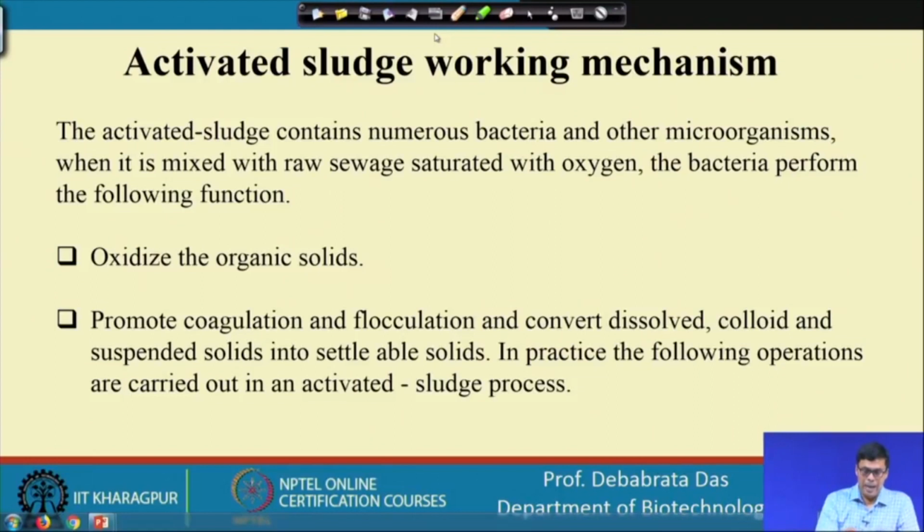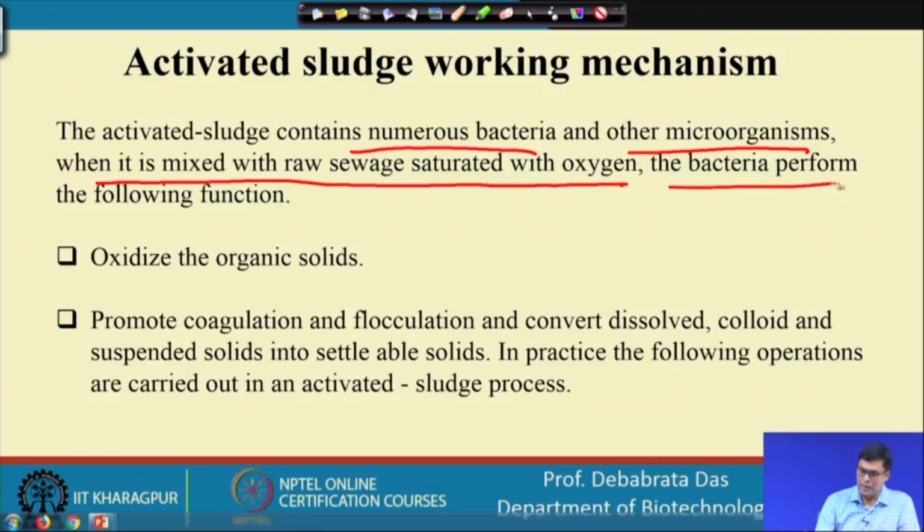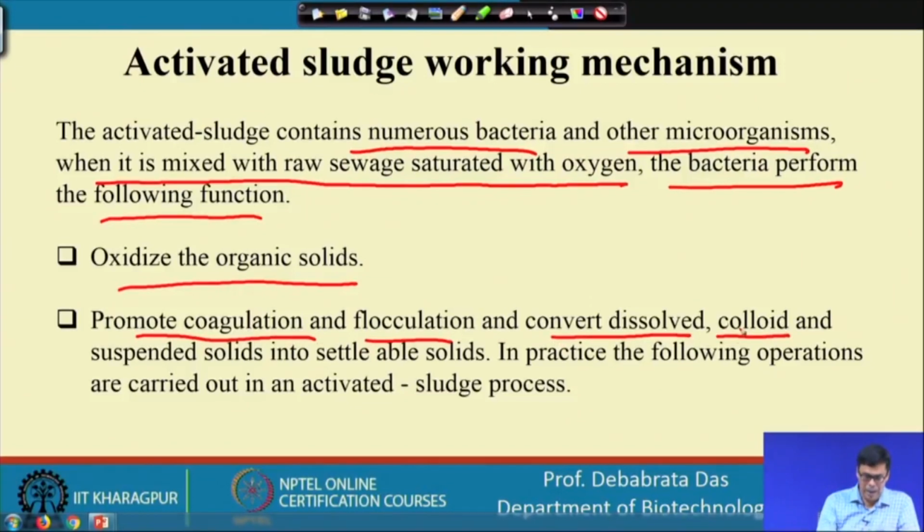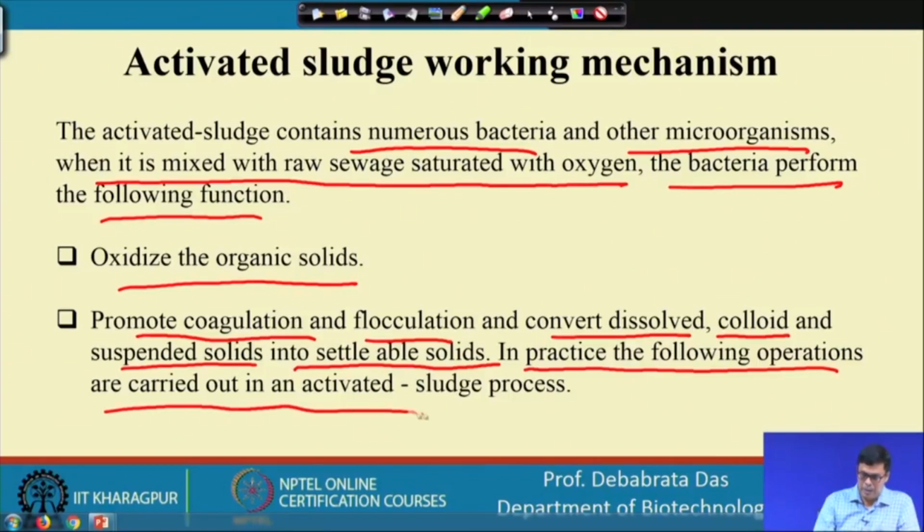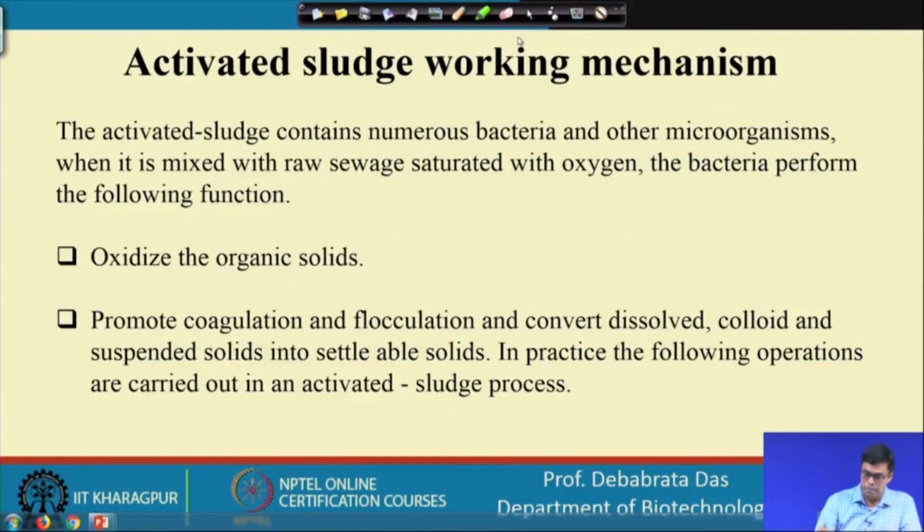Now, the activated sludge process contains numerous bacteria and other microorganisms. When mixed with the sewage saturated with oxygen, bacteria perform the following functions: oxidize the organic solid, promote coagulation and flocculation, and convert the dissolved solid, colloid and suspended solid into settleable solids. In practice, the following operations are carried out in the activated sludge process.